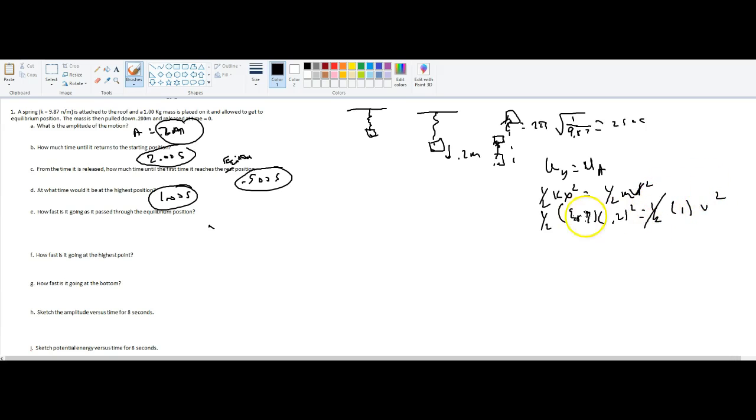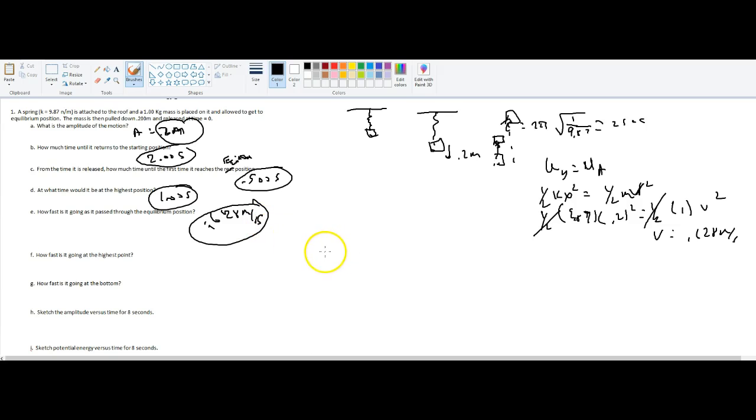So the halves cancel out, and I get 9.87 times 0.2 squared. And I'm going to take the square root of that, and I get 0.628 meters per second. So my velocity is 0.628 meters per second in the middle.